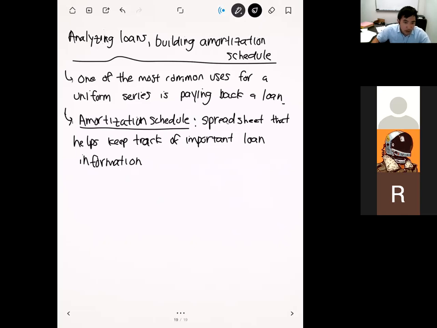The knowledge that we've gained from this section, and from uniform series in general, will be useful. Let me give you a template for what a typical amortization schedule looks like.